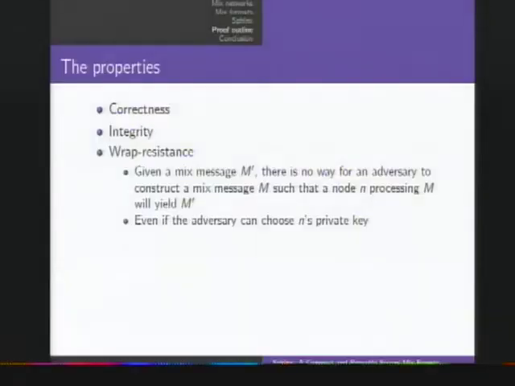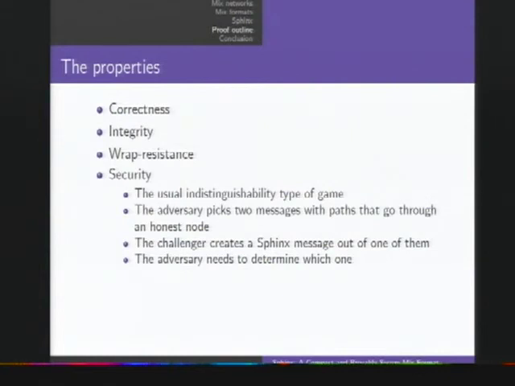Then there is wrap resistance, which is even stronger. This says that even if an adversary can choose a node's private key, it can't construct a mix message that that node will process to produce a specific desired mix message. Again, another technical condition. Security is the important one. Security here is the usual indistinguishability game. So you have two messages with paths that go through an honest node.